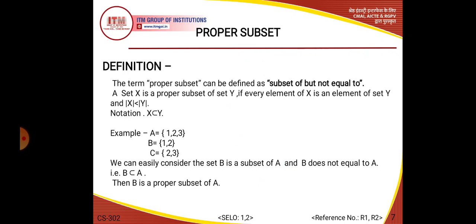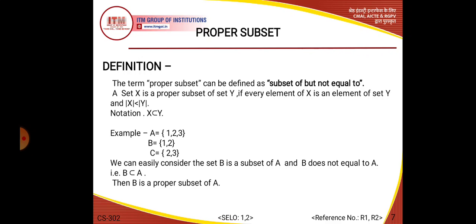We can say in another words, a set X is a proper subset of Y if every element of X is an element of Y. And we can also write as cardinality of X is less than cardinality of Y. It means that the number of elements in set X is less than the number of elements in set Y. In that case, we can say X is a proper subset. So this is the definition.